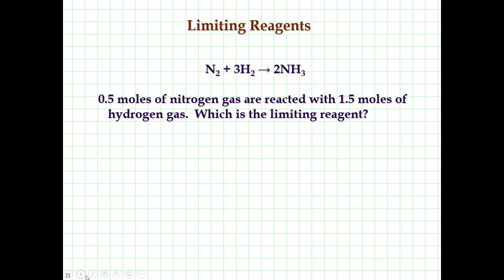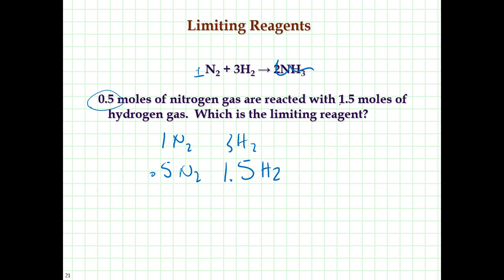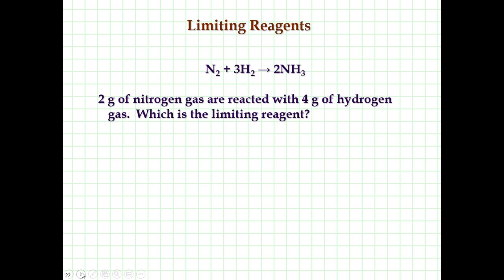All right, we can also scale down these pesky decimals and fractions. I still have a 1 to 3 ratio. 1 nitrogen, 3 hydrogens, making those 2 ammonias. I don't care. I just want the reactants. I have a 1 to 3 ratio. I have 0.5. 1 divided by 2 is 0.5. 3 divided by 2 is 1.5. So my 0.5 nitrogens, I need 1.5 hydrogens. I've got 1.5 hydrogens. Perfect. There is no limiting reactant. These guys are just right.